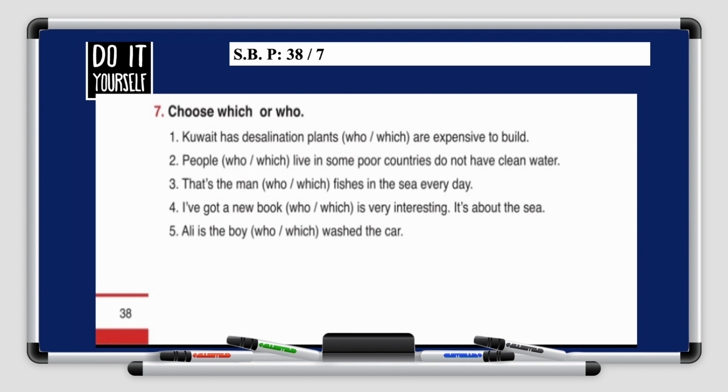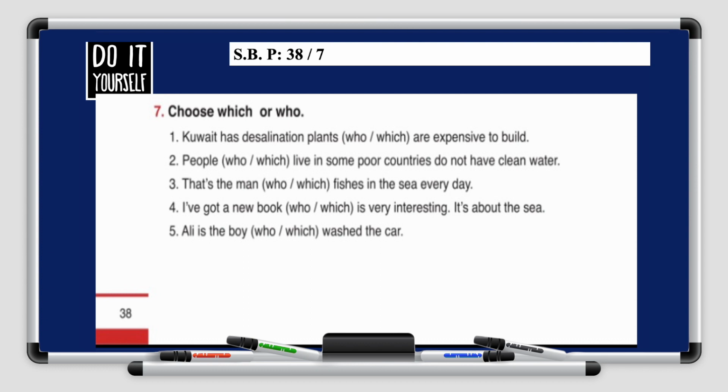So what are you going to use? Desalination plants. What are desalination plants? It's a thing. And that's why we are going to use which. Kuwait has desalination plants which are expensive to build. 2. People who, which, live in some poor countries do not have clean water.